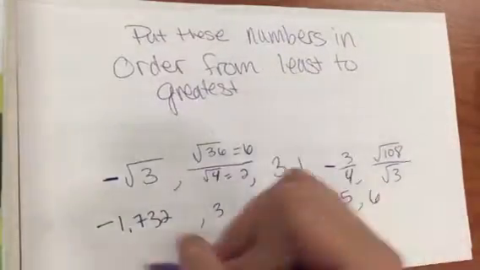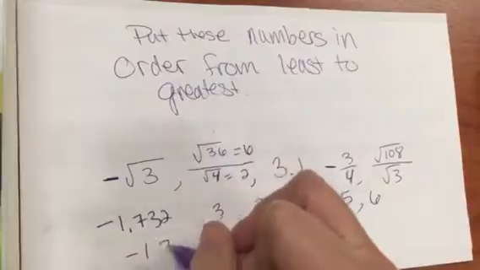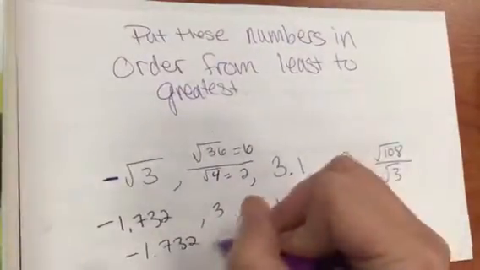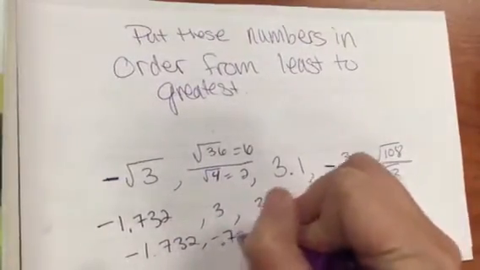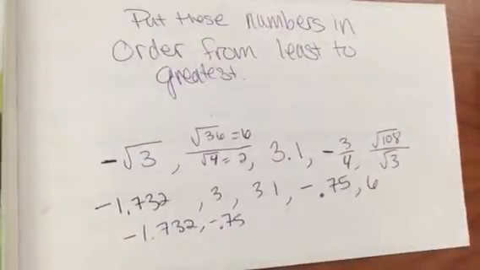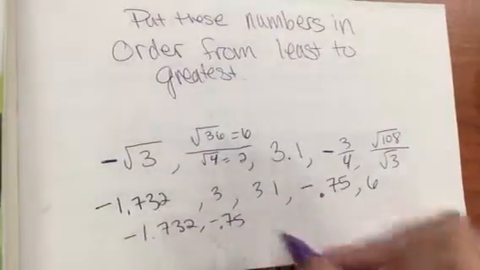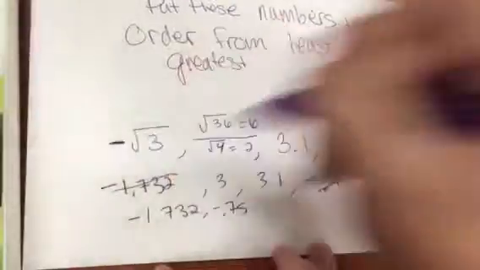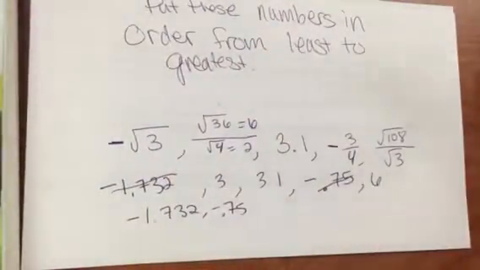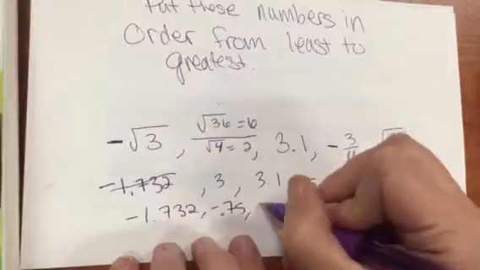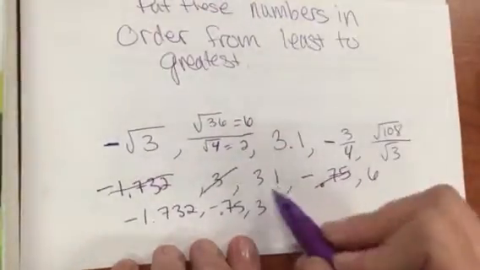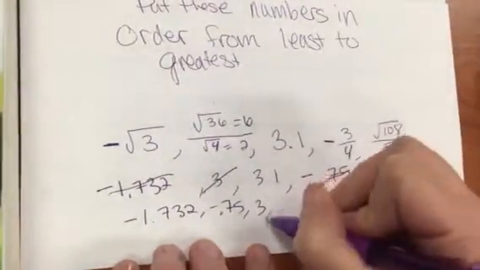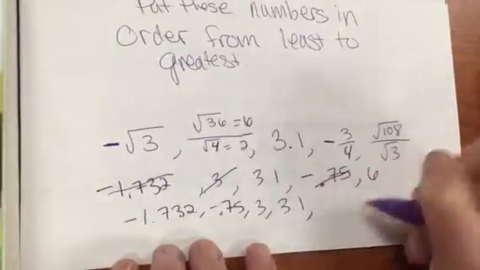Exactly. So if I have my positives and negatives, I've got negative 1.732 over here and negative 0.75. Which one of those is smaller? I think it's going to be the one that has a larger digit because it's further to the left. Correct. So I actually have them in order from least to greatest so far. Look at that. Woohoo. So I can mark those out. I'm left with just my positives. The next would be 3. And then I'm going to look, that 3.1 is greater than 3. And 6 comes last.